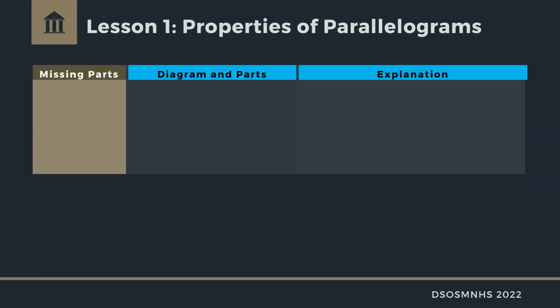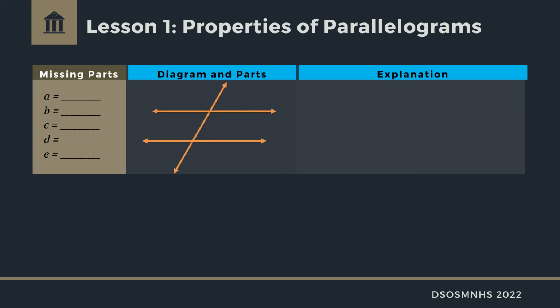we'll have a short quiz on that topic on transversal lines. So the missing parts are A, B, C, D, and E. The diagram and its parts are the following. Okay, you have there, the given is 130 degrees. It is the same as angle A. Then find angle B, angle C, angle D, and angle E.